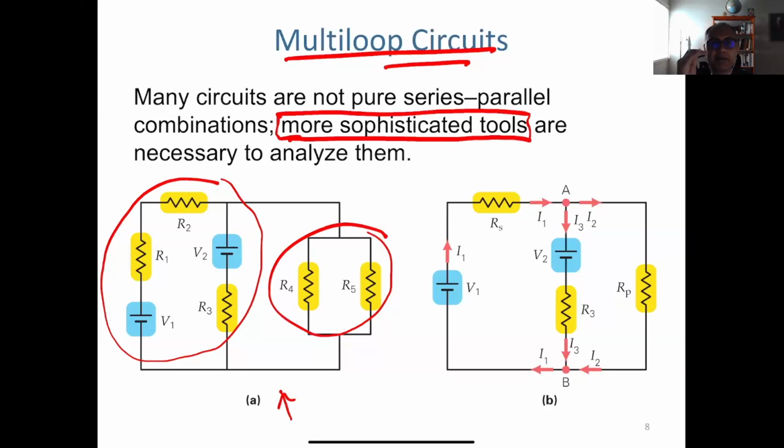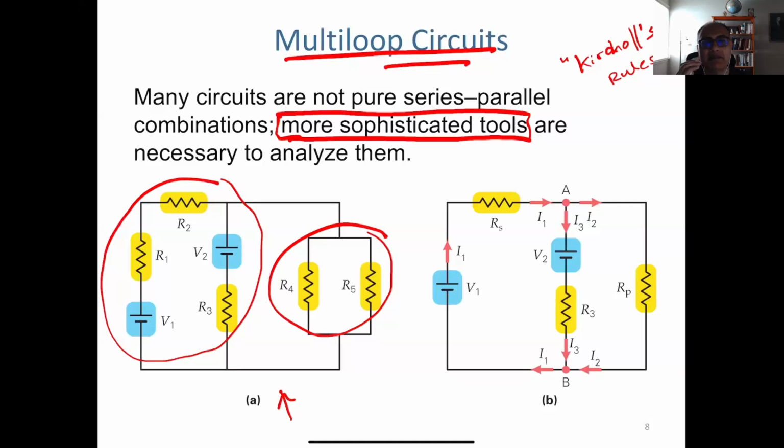And there are many different tools that have been developed to analyze these circuits. The simplest one, and in fact the only one that I know because I'm not an electrical engineer, is Kirchhoff's rules. That's what we're going to study now. So Kirchhoff's rules is a technique to analyze arbitrarily complex circuits. No matter how complicated the circuit is, what horrendous combination of batteries and resistors you have, you can always use Kirchhoff's rules to analyze it.